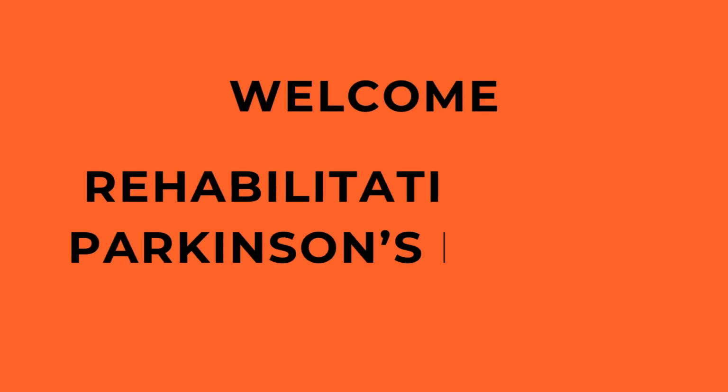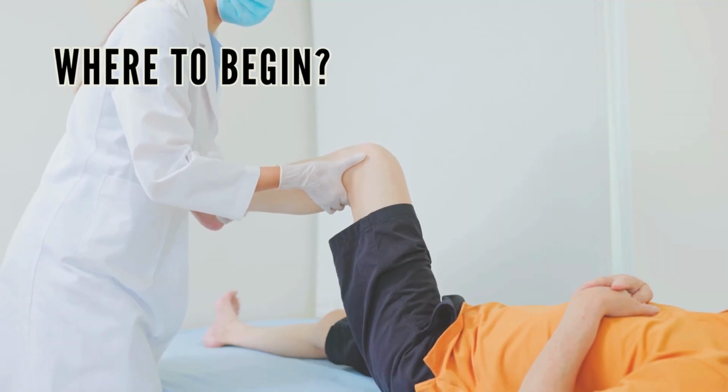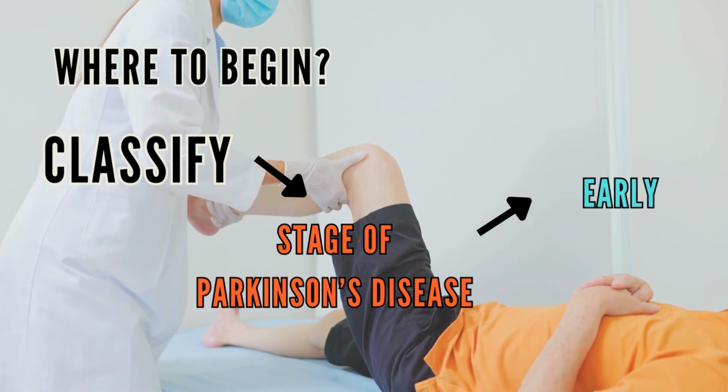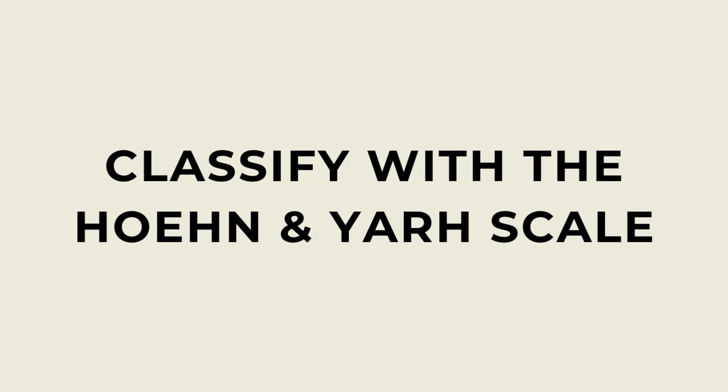Today we'll be exploring rehab for Parkinson's disease. Okay guys, the first thing that you should do is to classify the Parkinson's disease according to the early stage or the advanced stage. A common scale that we use in Parkinson's disease is the Hoehn and Yahr scale.